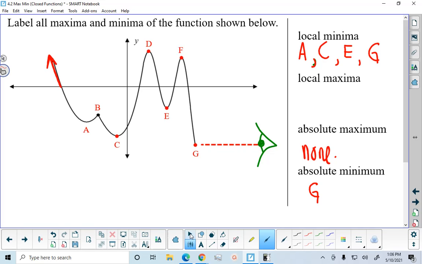The maxima would be point B, D, and F. Because in those regions where those points are located, B is at the top of something, D is at the top of something, and F is at the top of something. Does anybody have any questions with identifying those points?